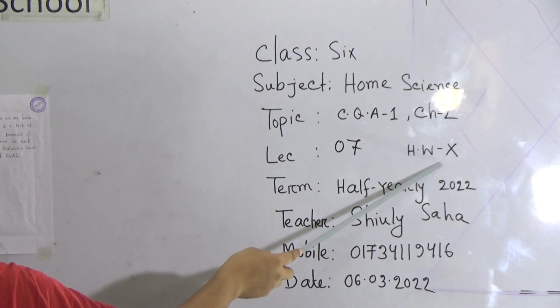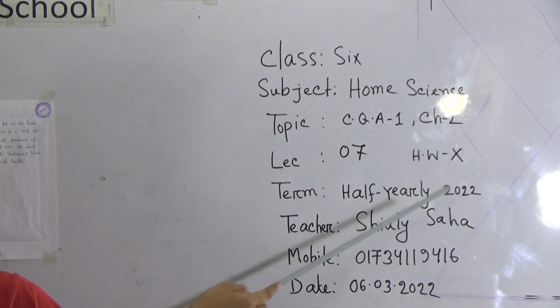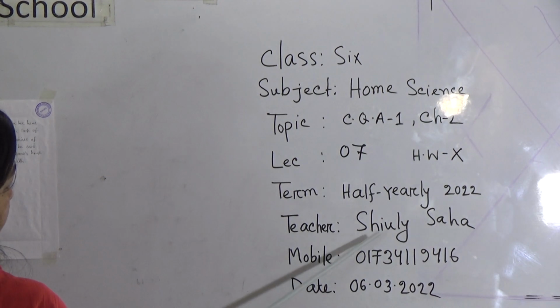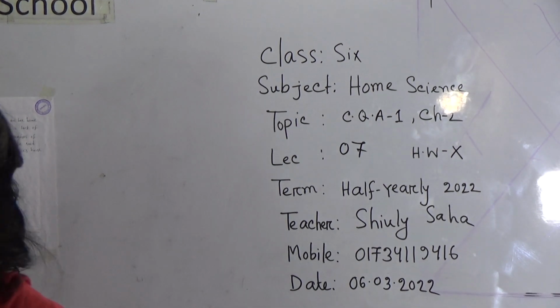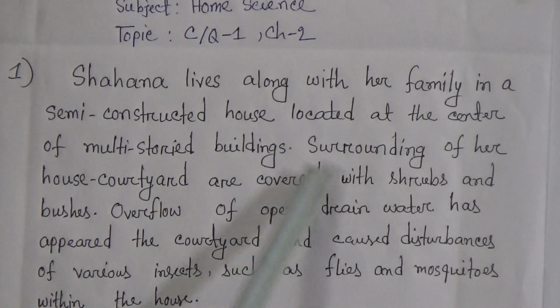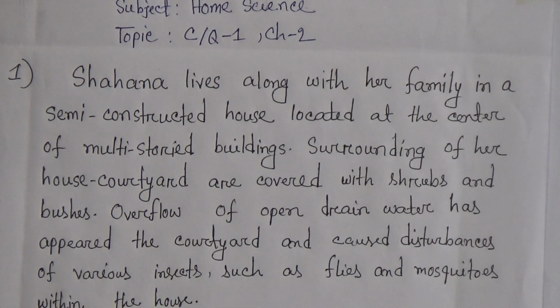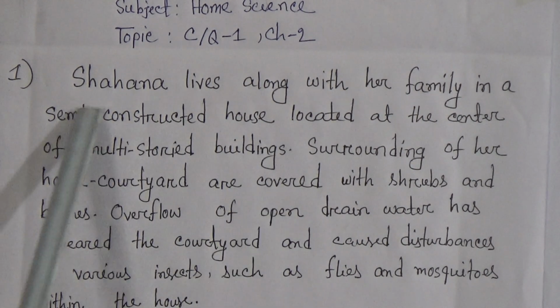Today there is no homework, and this is for your half yearly examination, and this is my name and mobile number. Now, class 6, subject home science, topic creative question 1, chapter 2. Number 1, here this is your stem. You have to write down these 4 questions based on this stem.